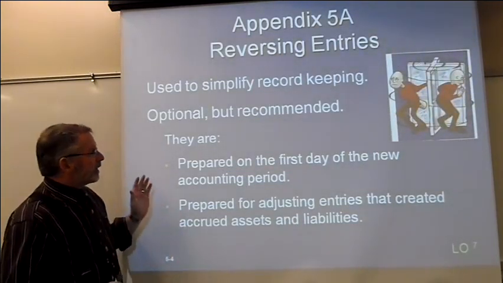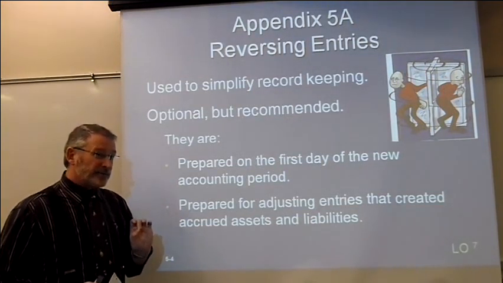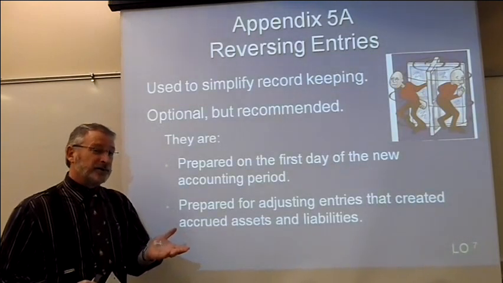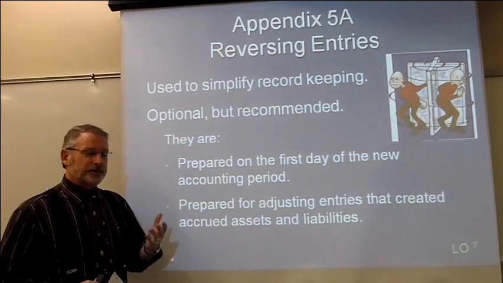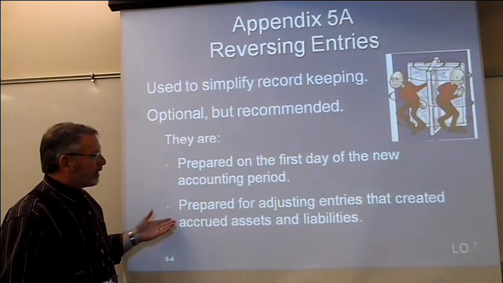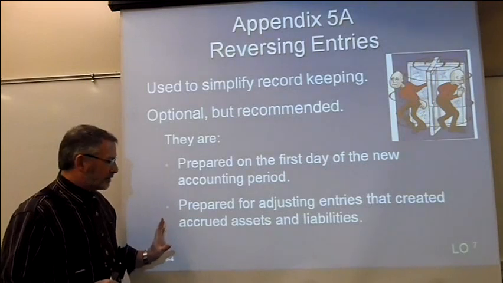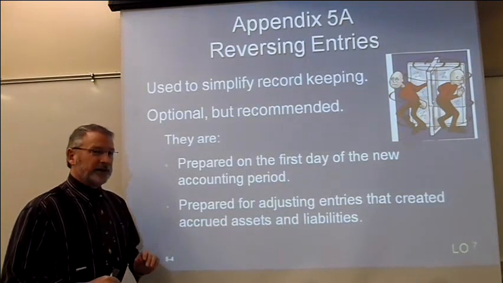Things to remember: reversing entries are prepared the first day of the new accounting period, so they're always posted on the first day. If your new year starts in January, it's January 1st. If your fiscal year starts in July, it'd be July the 1st. And they're prepared for adjusting entries where we had to make changes, accruals to assets and liabilities.